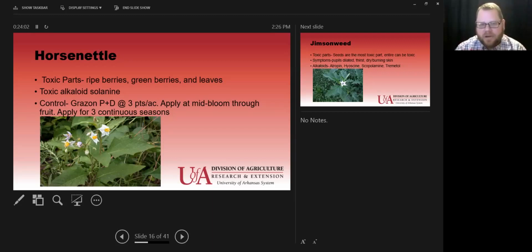Cattle typically are not going to graze horse nettle, maybe when it's small, but typically they're not going to graze it. But again, if it's green and nothing else is, it might become an option. So the toxic parts are berries, whether they're ripe berries or green berries, they're toxic. And the leaves are toxic also.